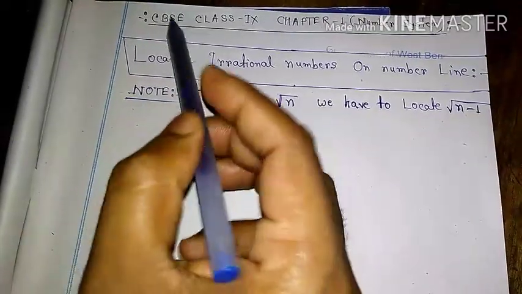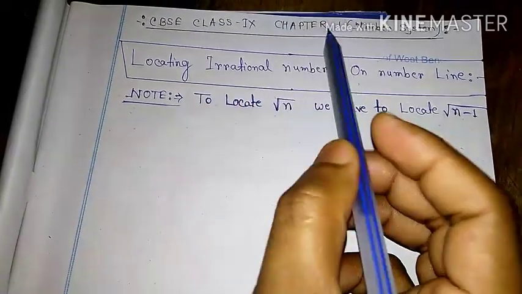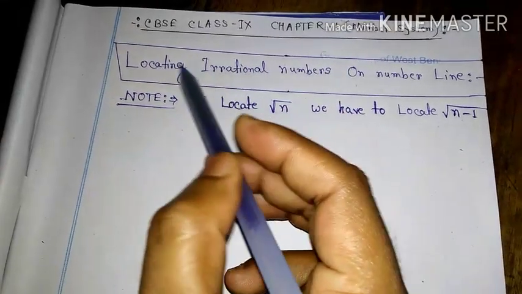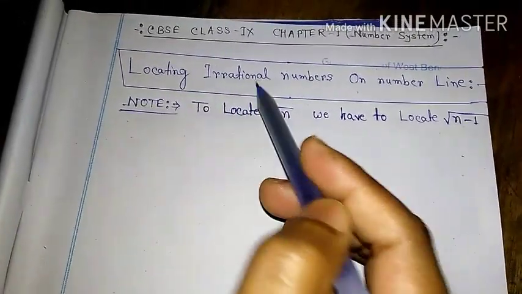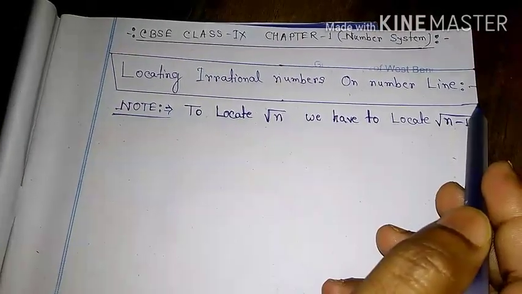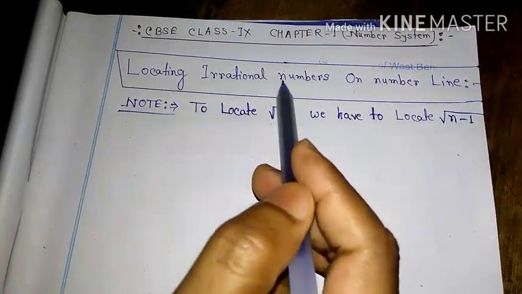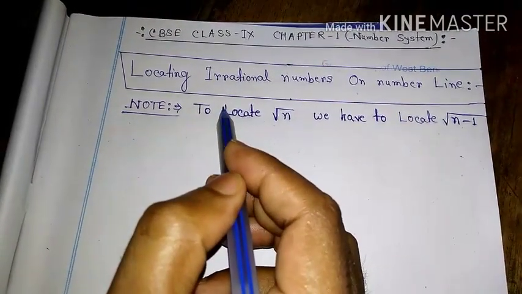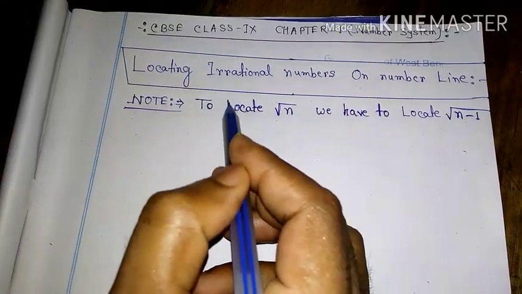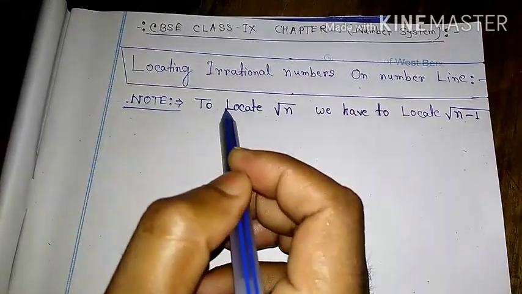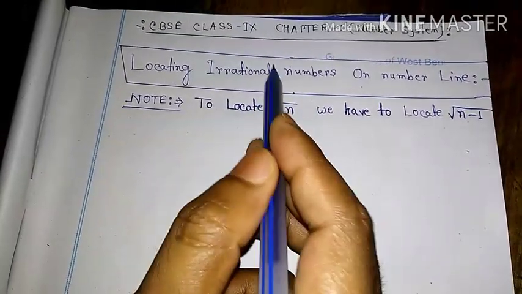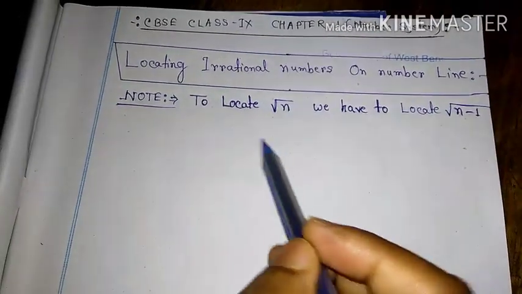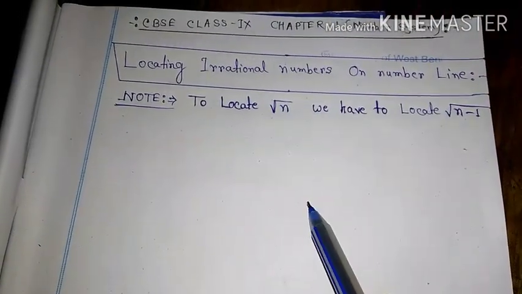So this is the second class of CBSE Class 9 Chapter 1. The chapter name is Number System. Today we first discussed how we can locate irrational numbers on the number line. Which are the irrational numbers? The numbers which cannot be written in the form p by q, like root 2, root 3, root 5. That type of number today we will locate on the number line.